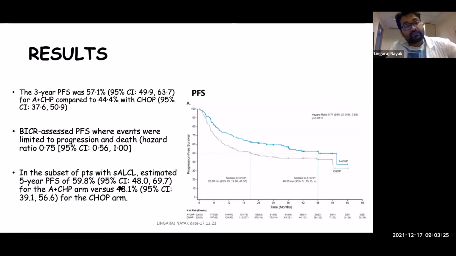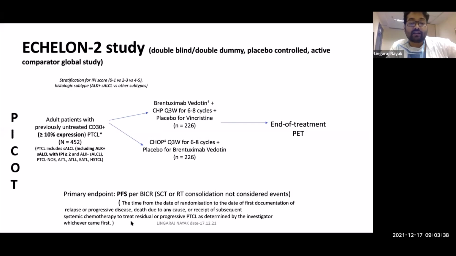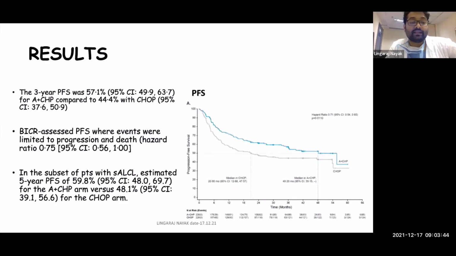And you can see that the 3-year PFS is 57% versus 44% if you add brentuximab. And when they did a BICR assessed PFS, when events are only limited to progression. So as I said here, when the events are progression, relapse, death, or receipt of any subsequent systemic therapy. So when the analysis was limited to only progression or death, still, if you see, it was statistically significant.